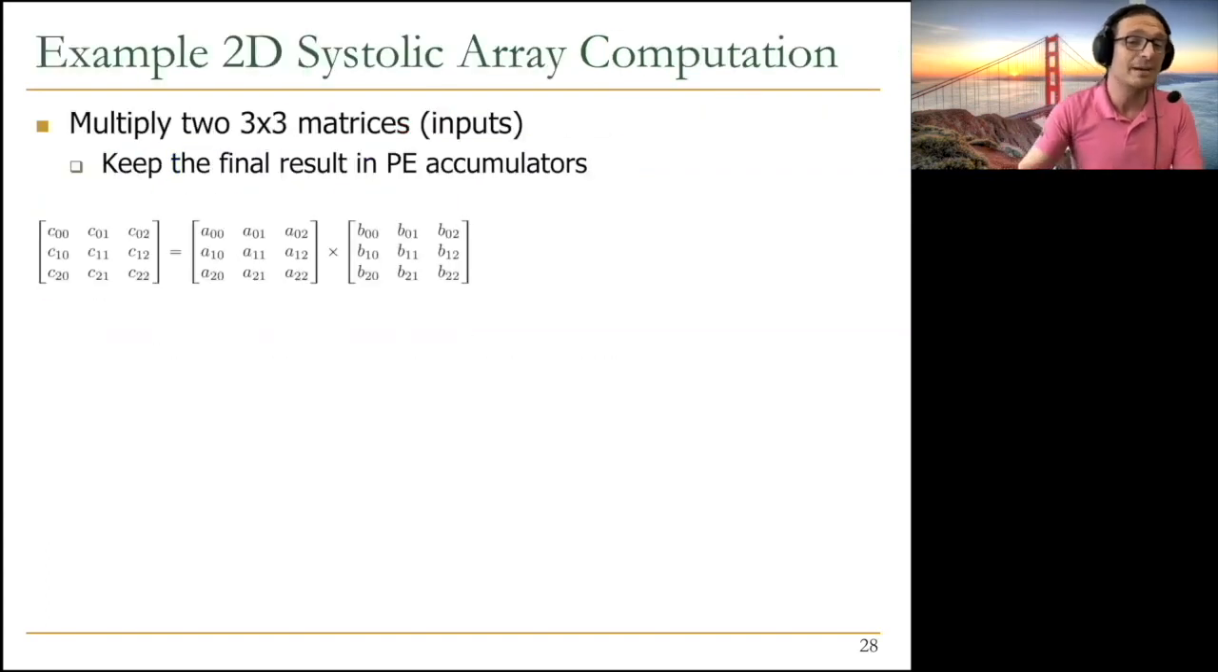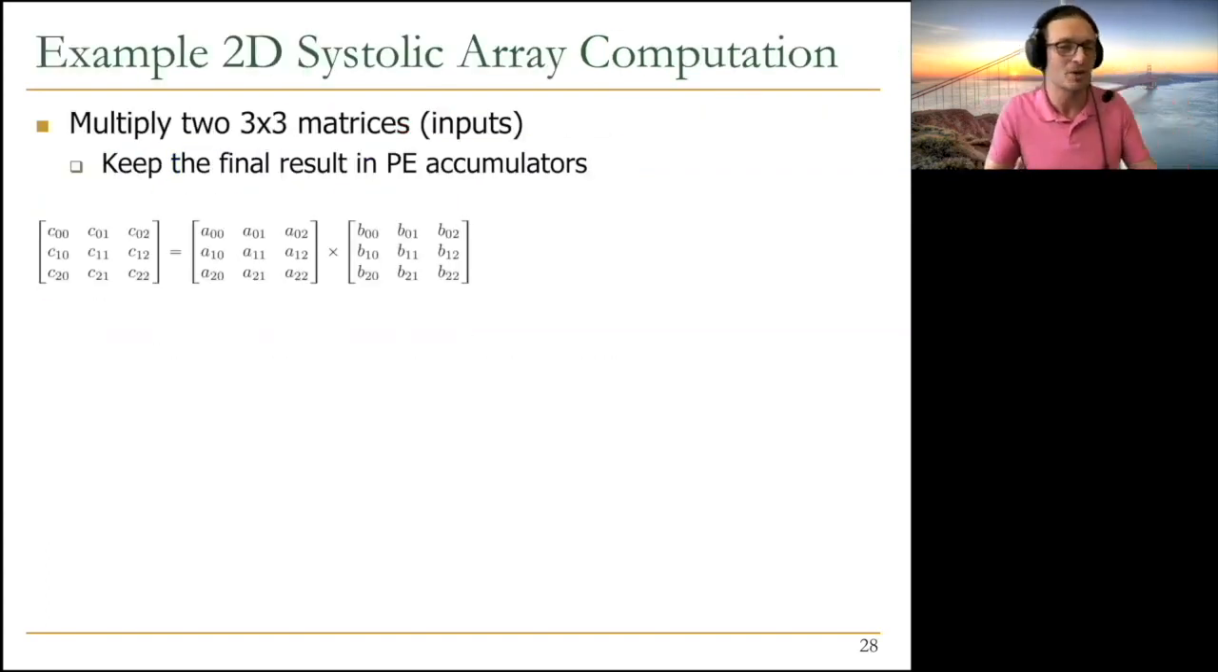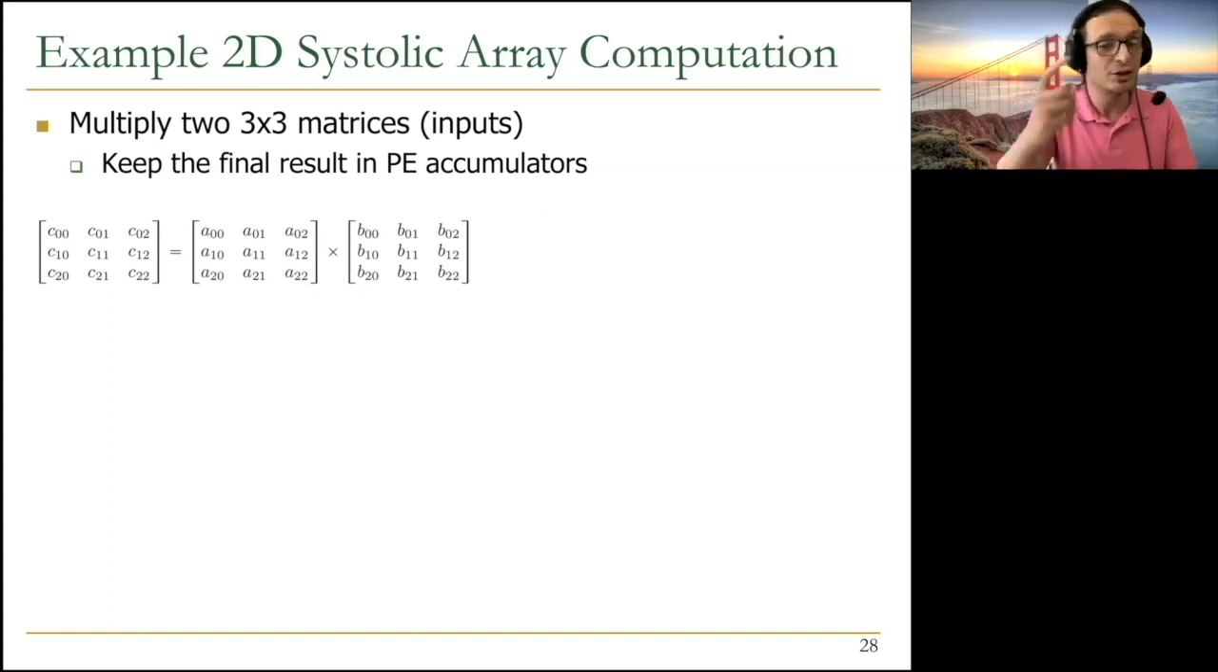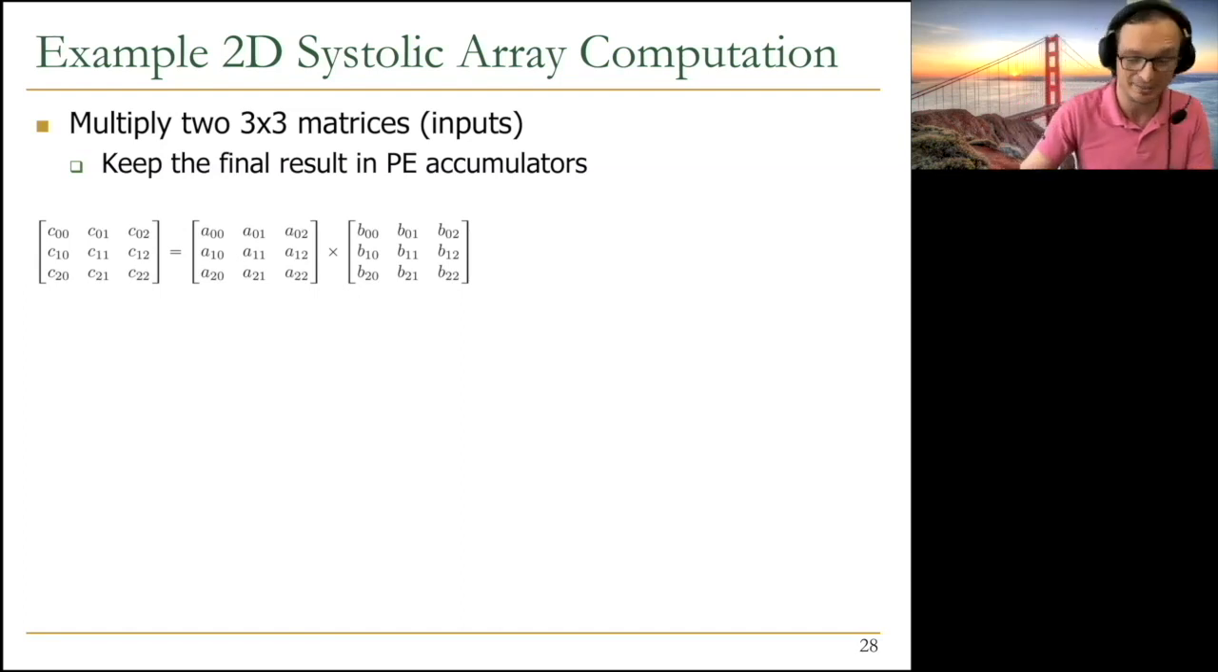But let me give you an example very quickly. This is actually going to be part of your homework, so I'm not going to solve the entire thing. But this is an example 2D systolic array computation. We're going to multiply two 3x3 matrices and keep the final result in processing element accumulators. So in this case, processing elements will host the result. We're going to accumulate the data inside the processing elements.